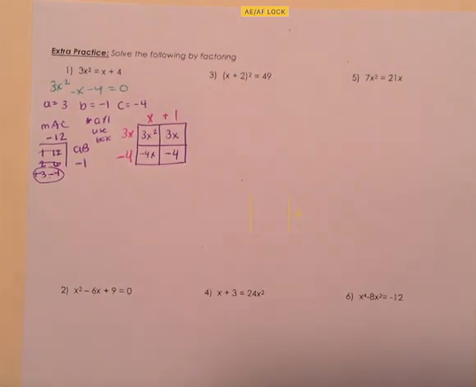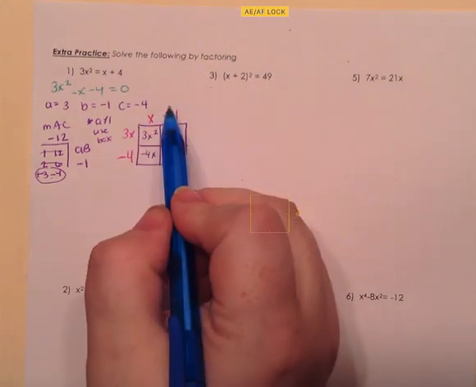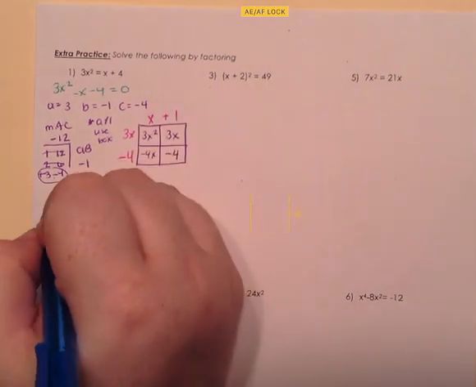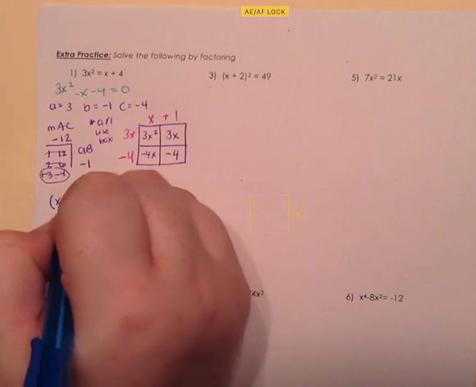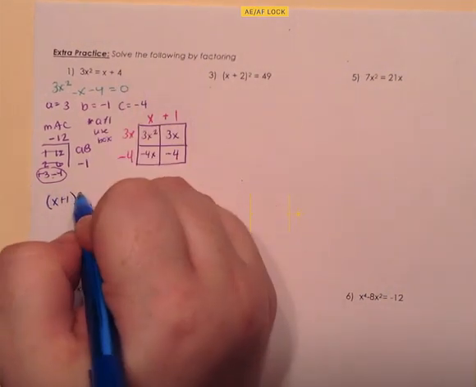What I can do now is write these as our factors. So we have that x plus 1 at the top is one of our factors. And then the 3x minus 4 on the side is a factor.